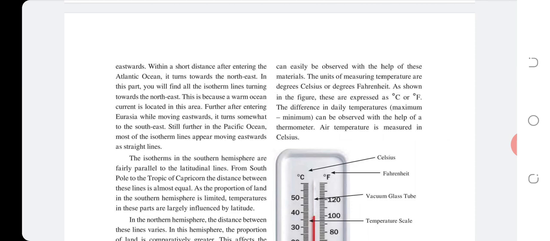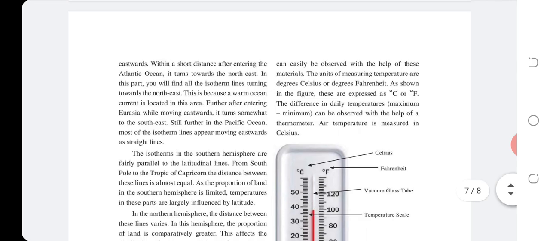The units of measuring temperature are degree Celsius or degree Fahrenheit, as shown in the figure. These are expressed as degree Celsius and degree Fahrenheit. The difference in daily temperature, maximum to minimum, can be observed with the help of a thermometer. Air temperature is measured in Celsius.